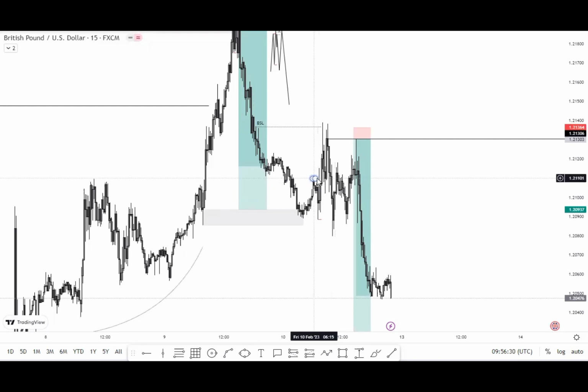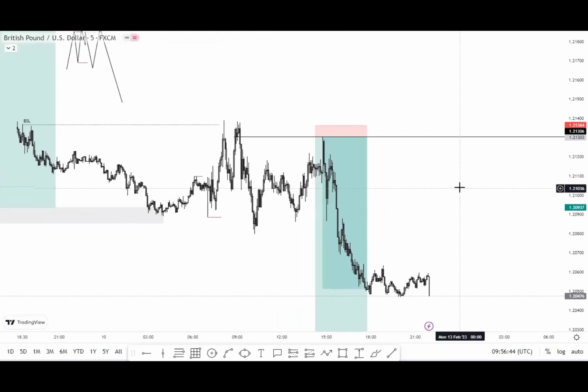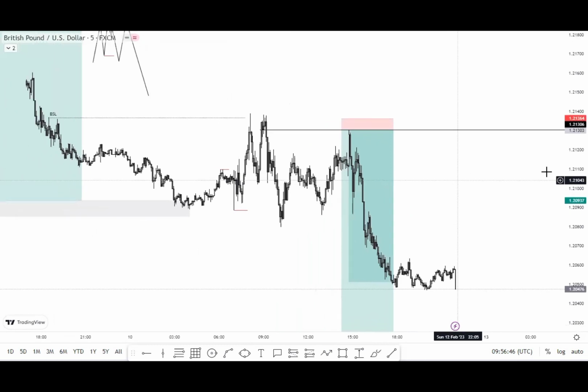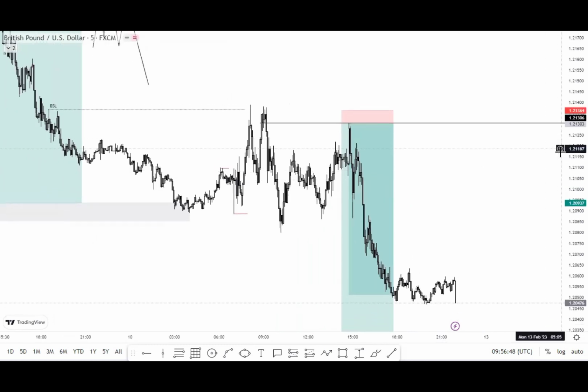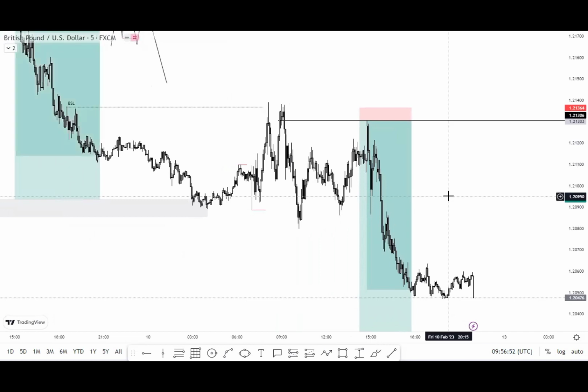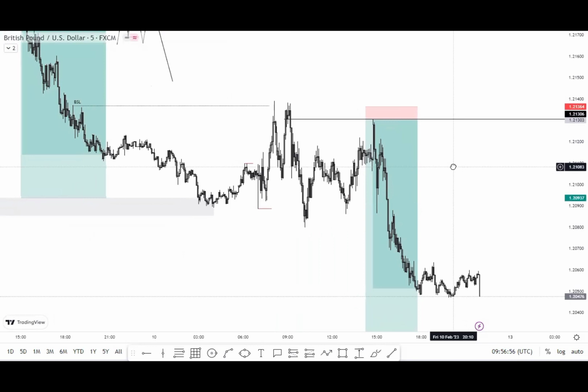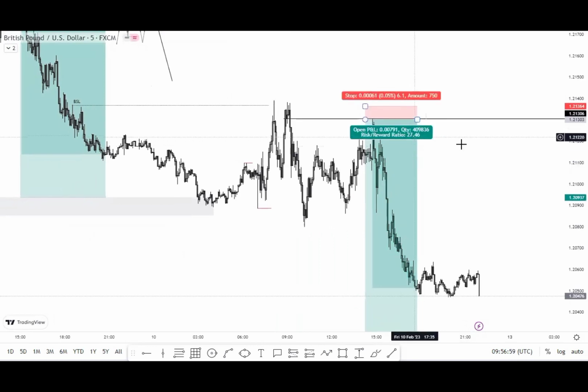Price created something here and a low that was taken out. Then all of these weak highs here were induced. Yeah, all of them were induced right there. So that's it. So you can see how price delivers from one point to the other. So it is that simple.